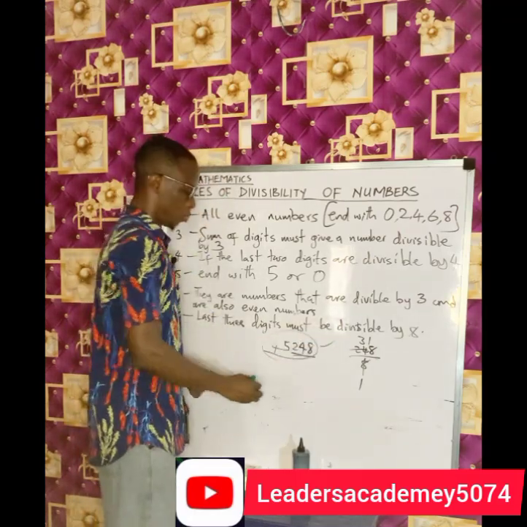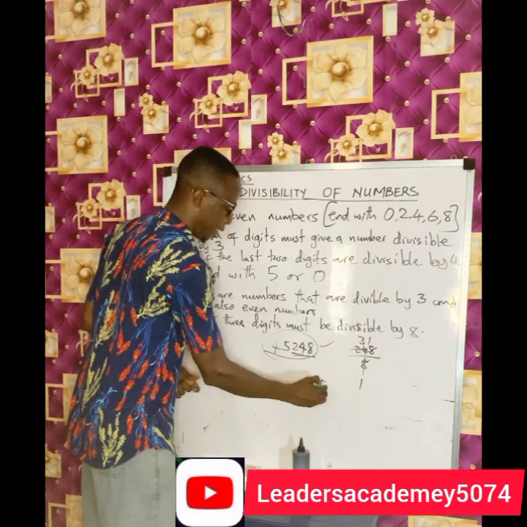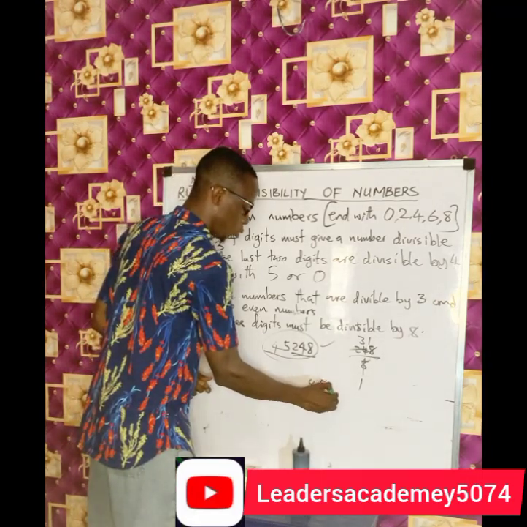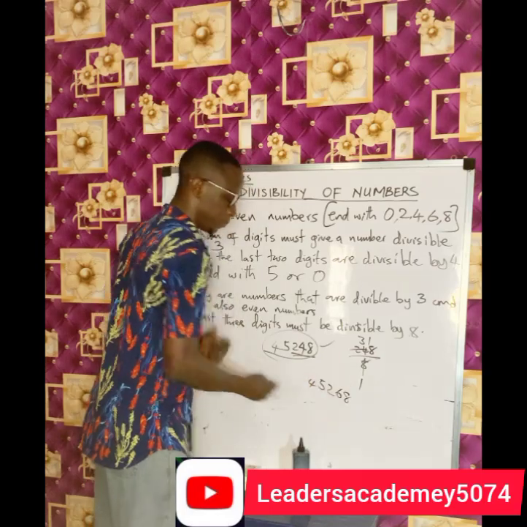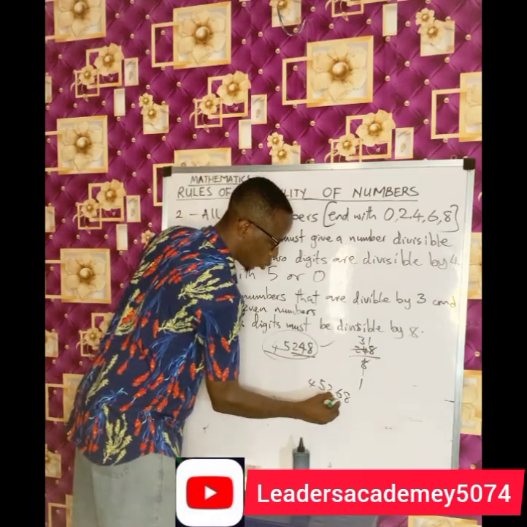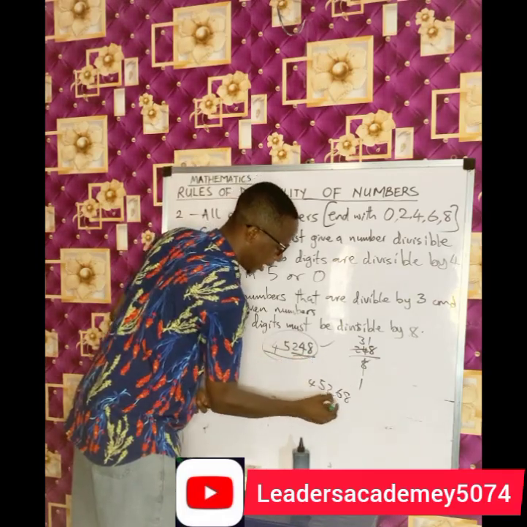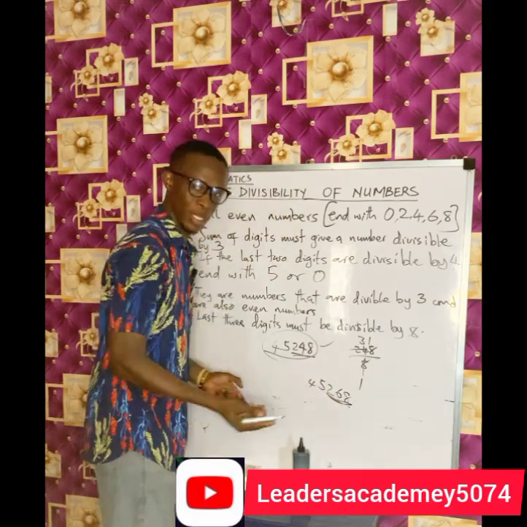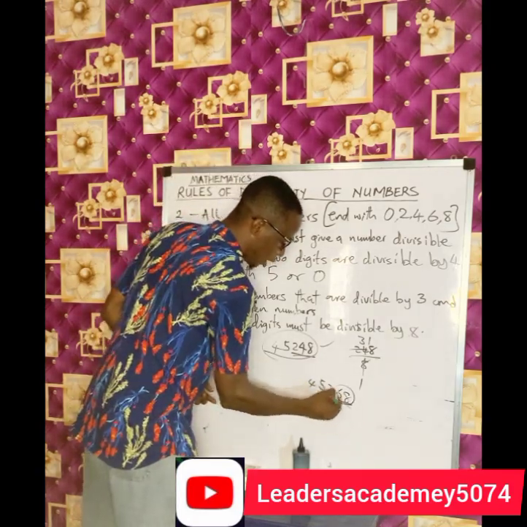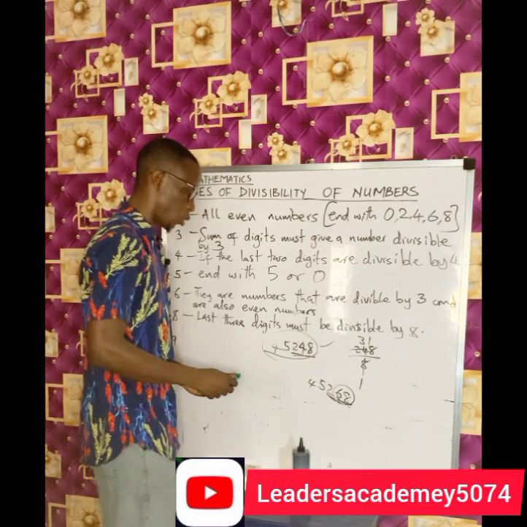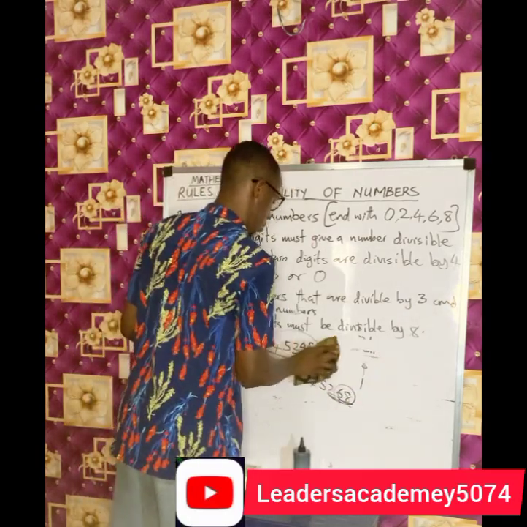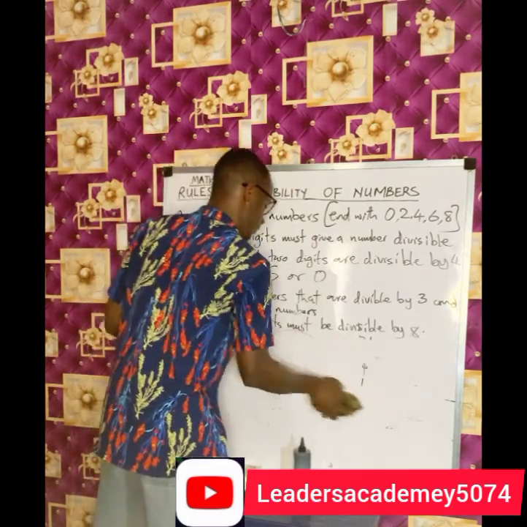When I was saying 4, 5, 2, 6, 8, this one is not divisible because these last 3 digits are not divisible by 8. But it is divisible by 4, because the last 2 digits are divisible by 4. But for 8, it will not work. Okay? So let's look at 9.